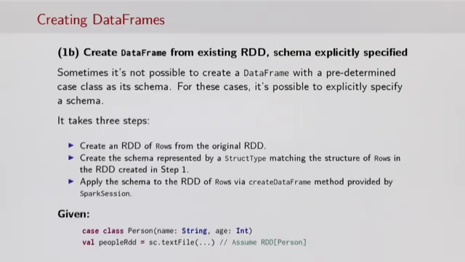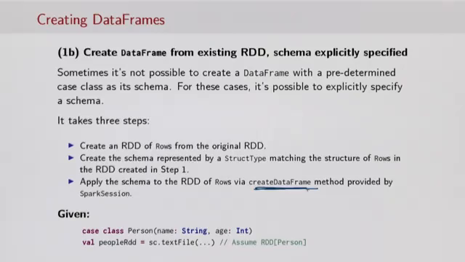The other way to create a data frame from an existing RDD, which is quite a bit involved, is to explicitly specify a schema. And this is useful for the case where you don't have some kind of predefined case class that you can use as its schema. Like I said, this is a bit involved, so bear with me here. It takes 3 steps. First, you create an RDD of rows from the original RDD. Then you create a schema separately that matches the structure of rows. Then, finally, you apply that schema to your RDD of rows using this method called createDataFrame.